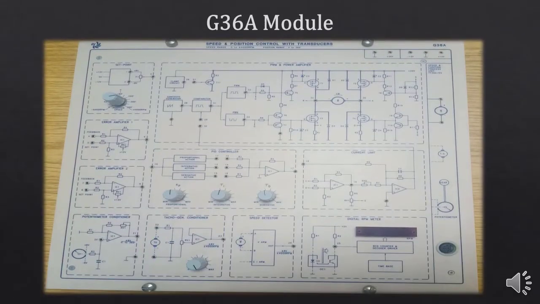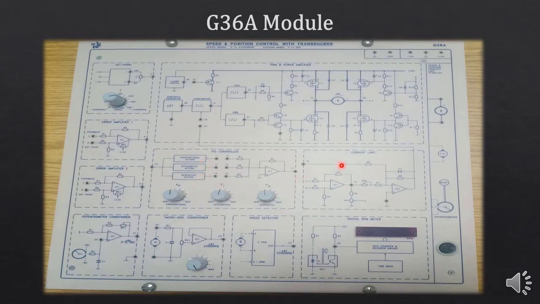This is the G36A module that we are going to use in this lab for the speed and position control. Here you can attach the power. You have to attach both 30 volt and 12 volt power supplies here. From here you can generate your set point. There are two error amplifiers here, which are used basically to calculate the error, which is the difference between the set point and the measured output. From here you can adjust your PID controller gain. This is the proportional, integral and derivative controller.